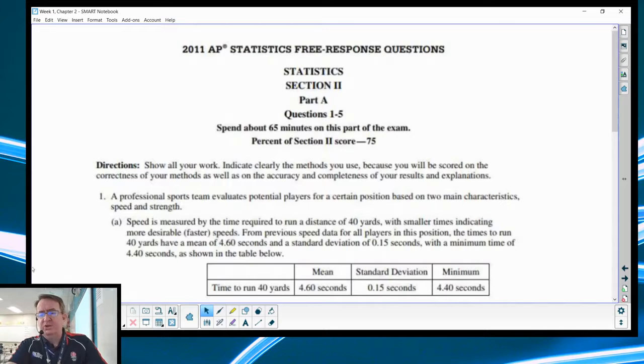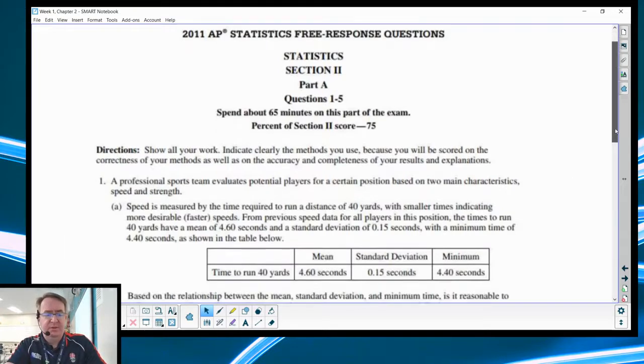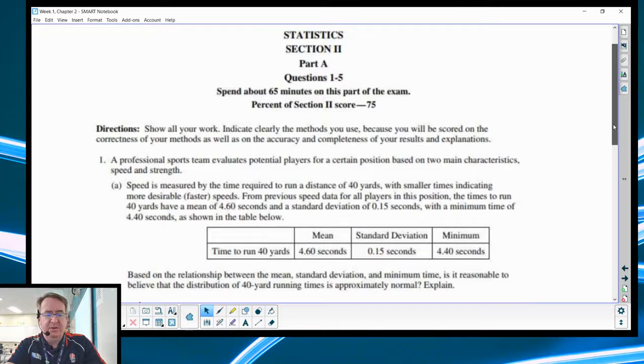So the first question that they're going to ask, and I believe there are 3 in this part, is this. Based upon the relationship between the mean, standard deviation, and minimum time, is it reasonable to believe that the distribution for 40-yard running times is approximately normal? Explain. So what you'll need to do here is decide, is this normal or not? Take a second, hit pause, write down a couple thoughts, and I'll tell you what the solution is in a second.